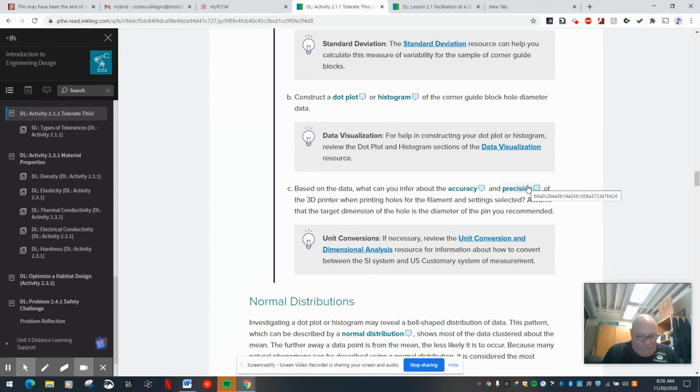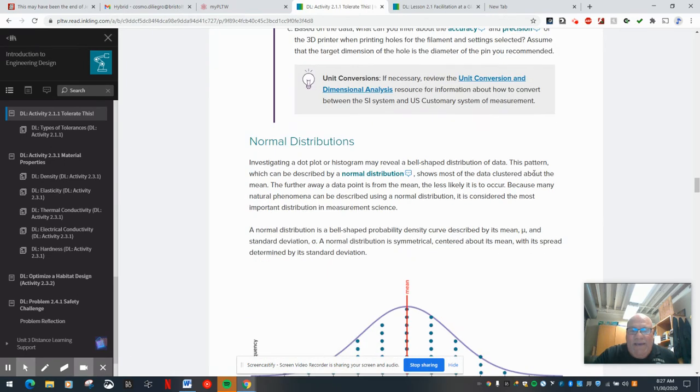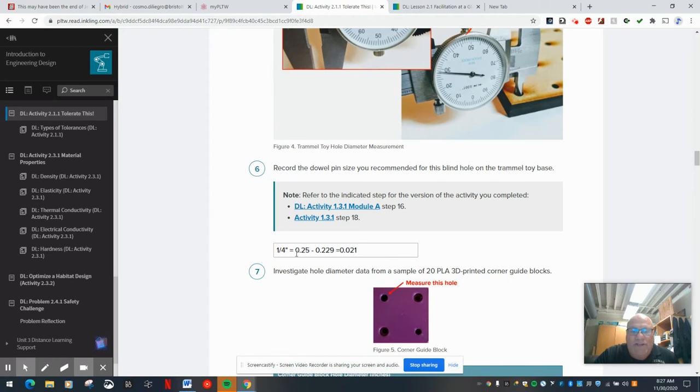So the printer is producing holes that are, if you subtract 0.2364 minus 0.2362, you get 0.0002 inch larger than the target. And then I did the same for the quarter inch up here, and you would get that.